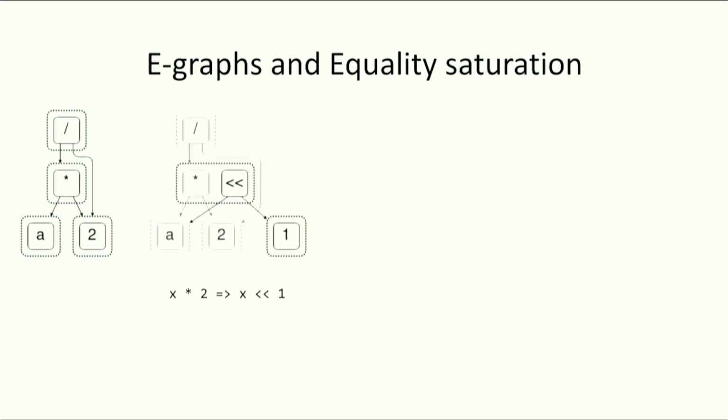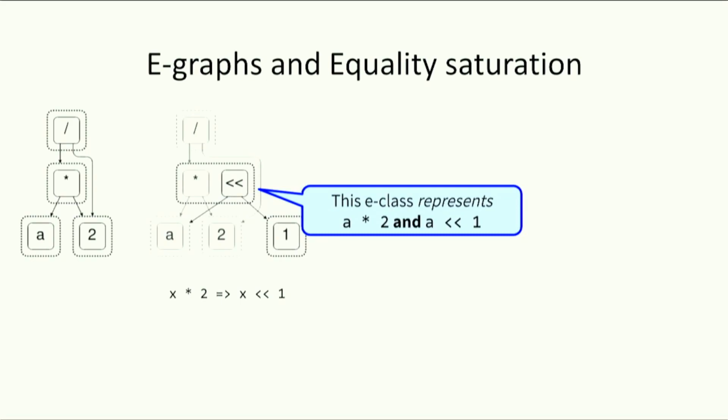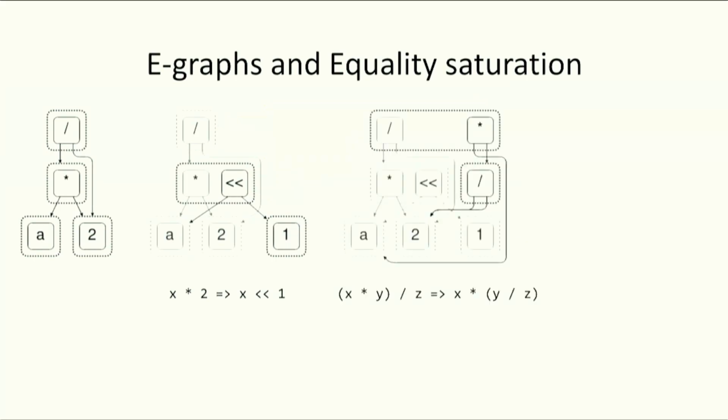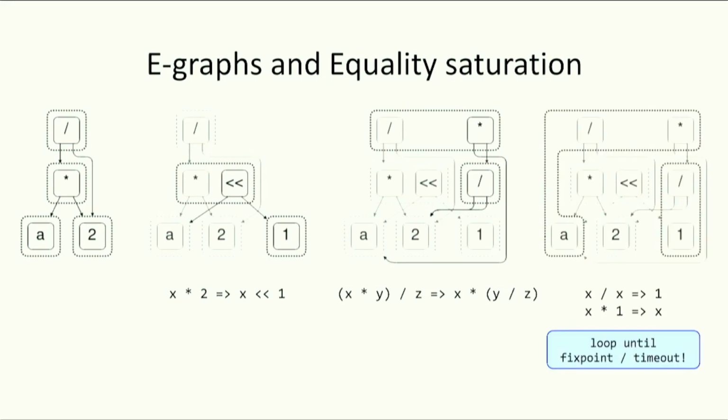So we apply rewrite rules to this e-graph, and we grow the e-graph. Now, after the rewrite, the e-class in the middle has 2 e-nodes, and it represents 2 terms, A times 2 and A left shift by 1. The e-class at the top represents A times 2 over 2 and A left shift 1 over 2. So we apply more iterations until we reach some fixed point or timeout.